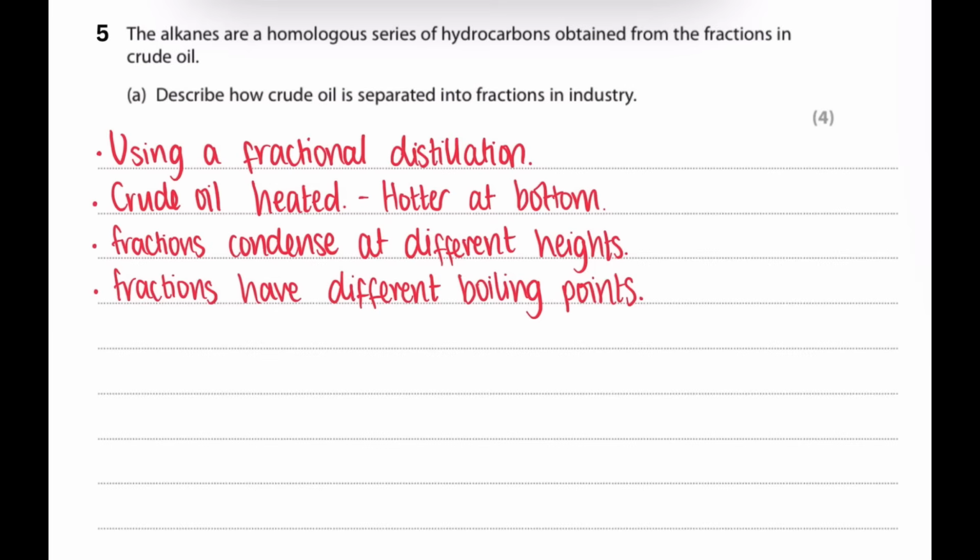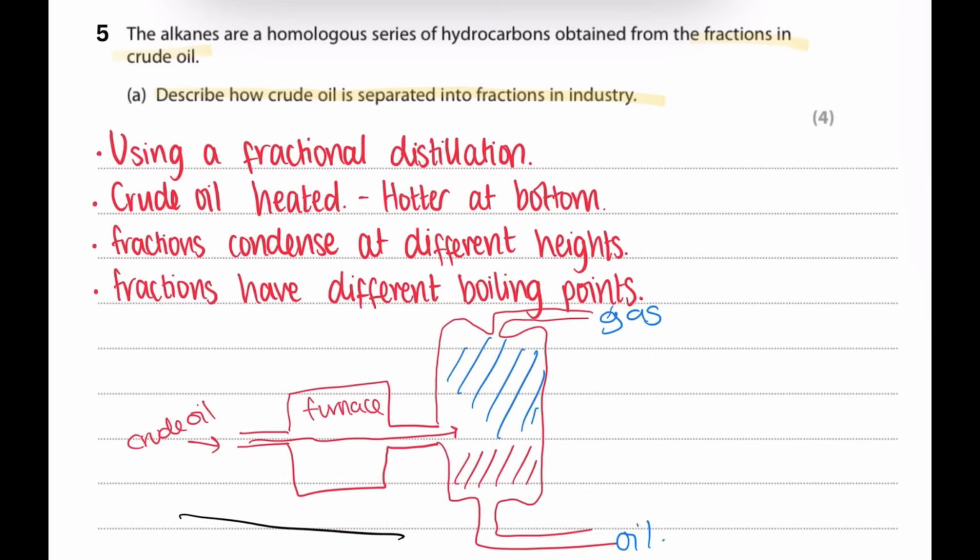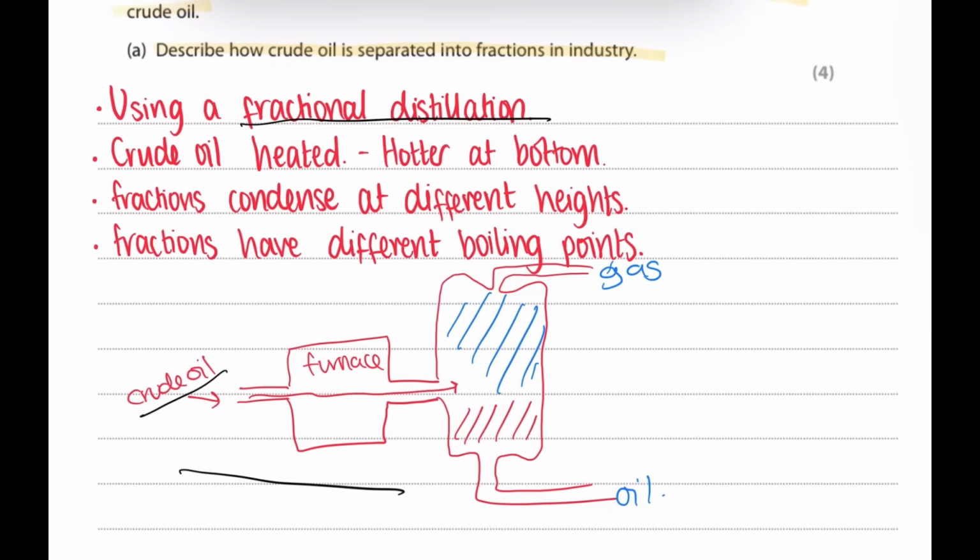Question 5. The alkanes are a homologous series of hydrocarbons and are obtained from fractions in crude oil. Describe how crude oil is separated into fractions in industry. This diagram shows how fractional distillation works, because this is what we use. We use a fractionating column or a fractionating tower. The first thing we do is that the crude oil is put into a furnace and heated, and then it goes into this fractionating column.